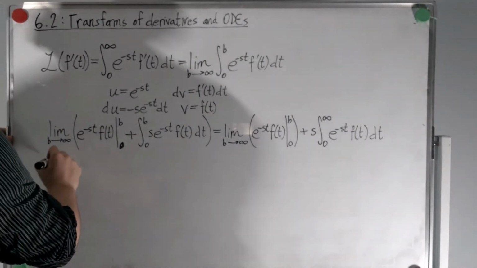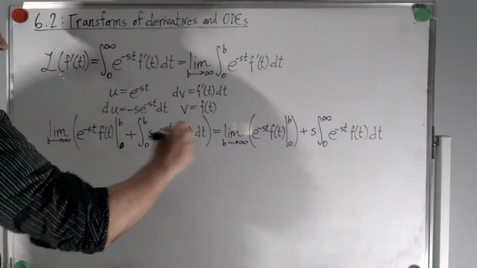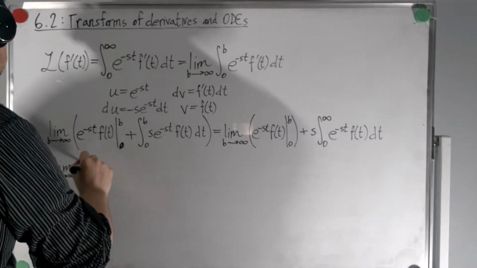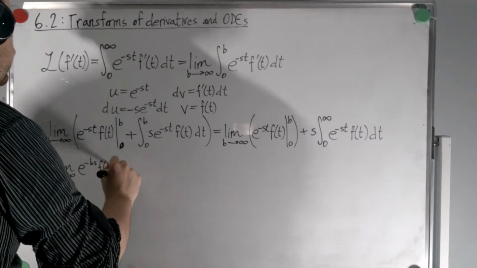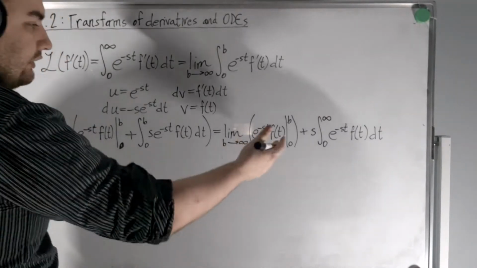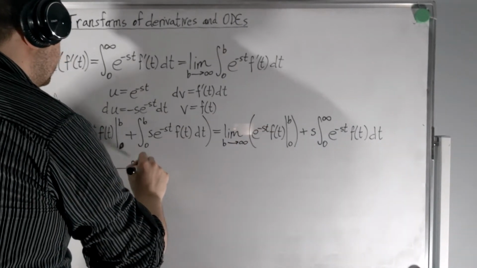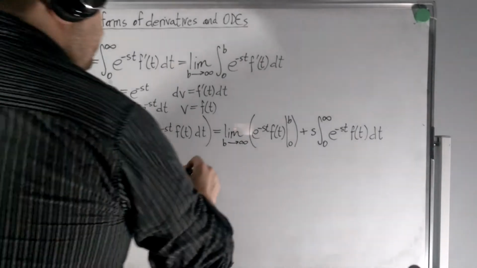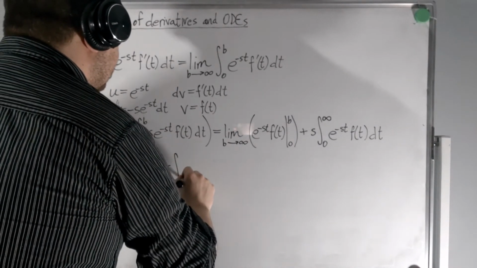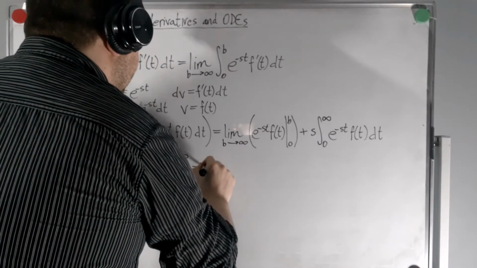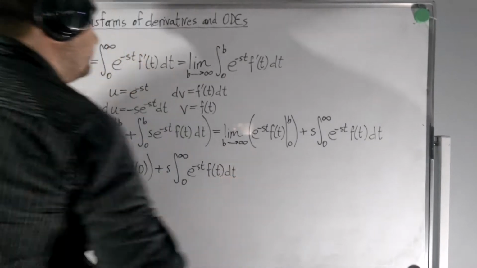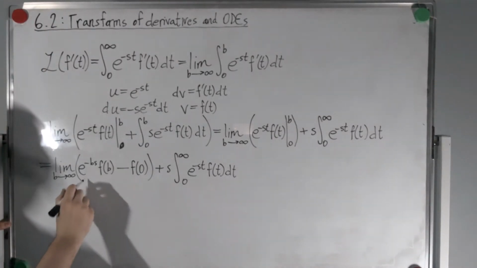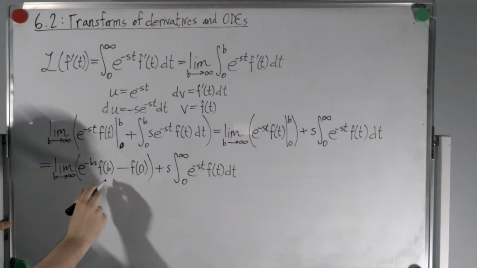Okay, so let's continue. This is going to be the limit as b approaches infinity of e to the negative bs times f of b minus e to the 0 times f of 0, plus s times the integral from 0 to infinity of e to the negative st, f of t, dt. Okay, now as b approaches infinity, what does e to the negative bs times f of b approach?